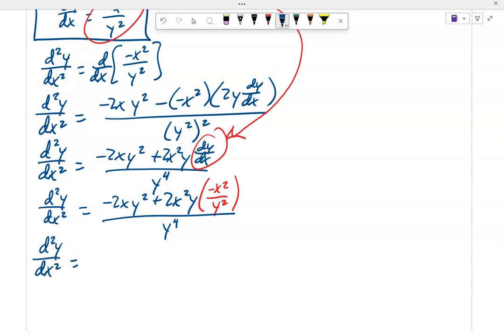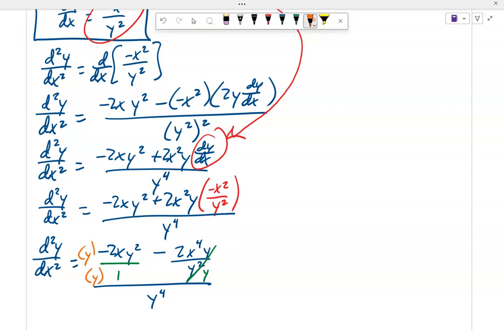So I got negative 2xy squared minus 2x to the fourth y over y squared, over y to the fourth. And notice I have a y on top and a y squared on the bottom, so that'll just leave me with a y right here, 1y. And so let me give this over 1, which means I got to give it a y and a y.